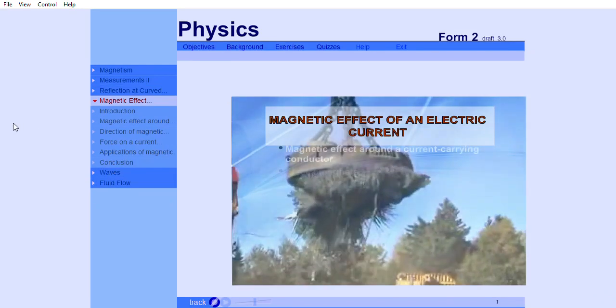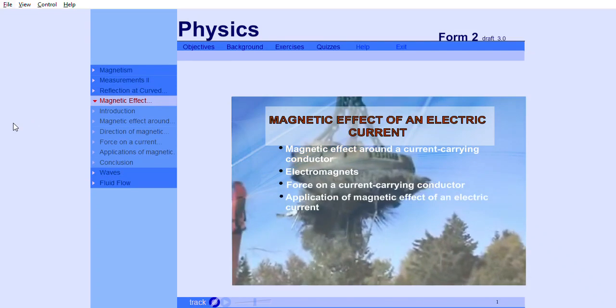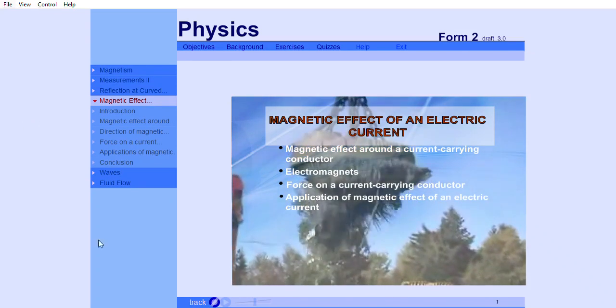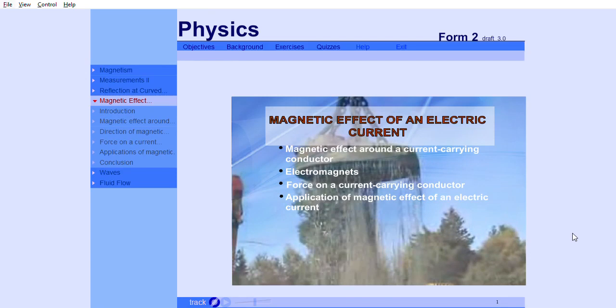Magnetic effect of an electric current. Subtopics: magnetic effect around a current carrying conductor, electromagnets, force on a current carrying conductor, applications of magnetic effect of an electric current.